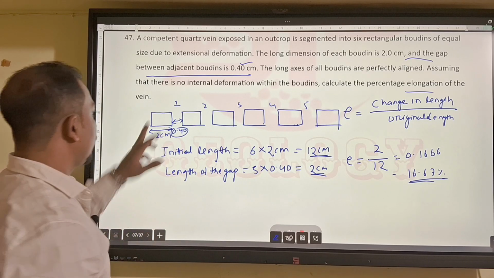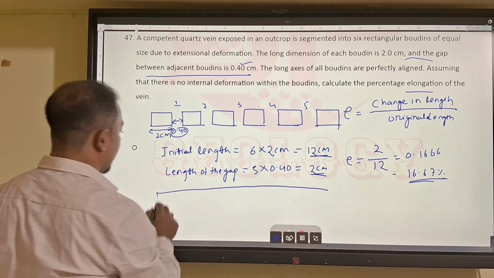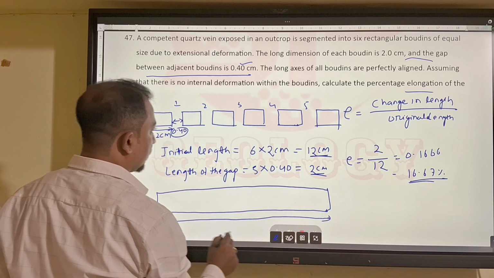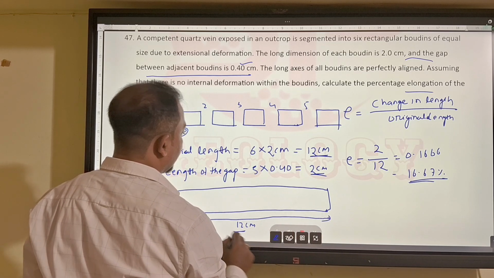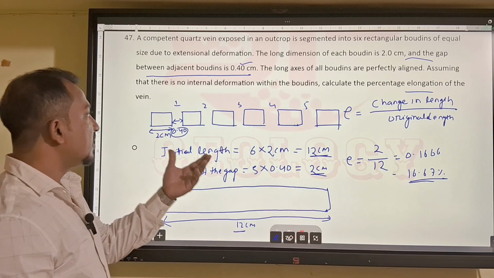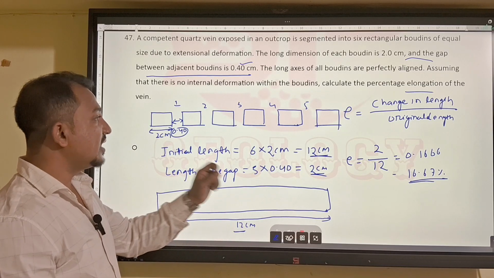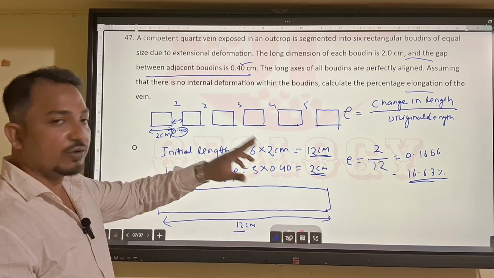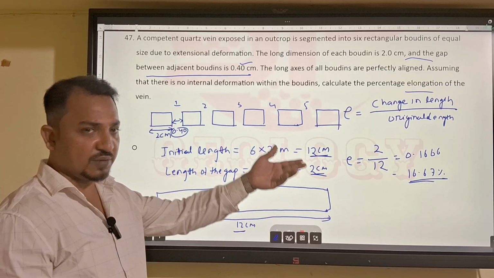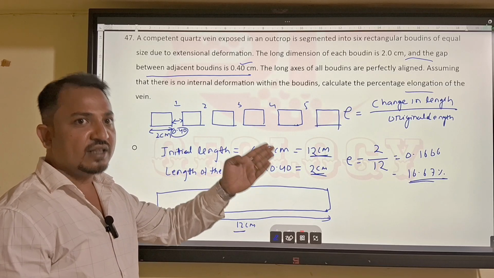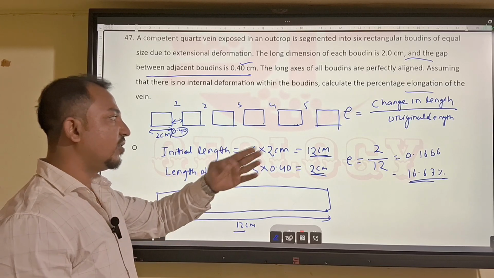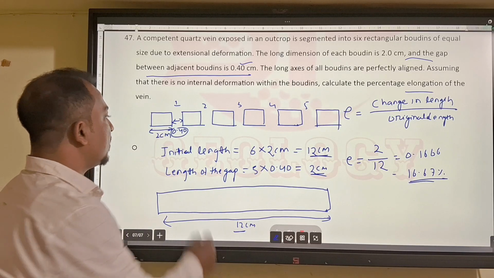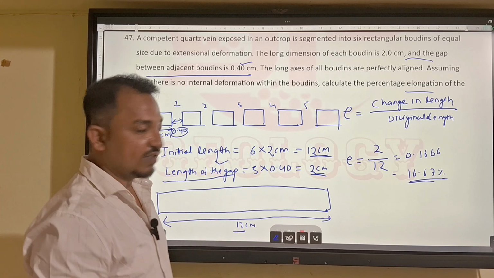So the vein was like this. This much is your 12 centimeter. Now you understand how the length of the gaps will be the change in length, because the length of the gaps and the total length will add up to 14 centimeter. So the final length will be 14 centimeter. Change in length means final length minus initial length. So the final length is 14, the original length is 12. If you subtract them, there will be 2 centimeter. So that means the length of the gaps will be the change in length. Always remember.